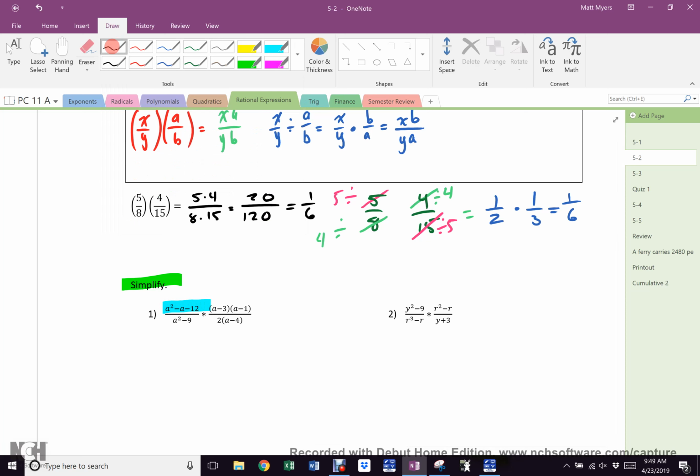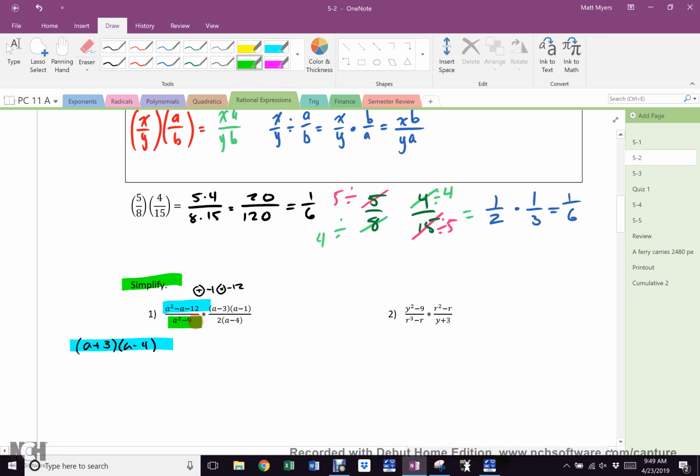What do I need? Numbers that multiply to what and add to what? They need to add to -1 and they need to multiply to -12. So what are they? A plus 3 and A minus 4. Agreed? And I'm keeping the colors together, yes?